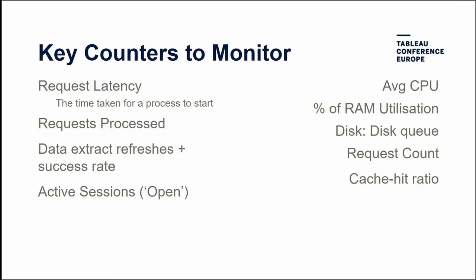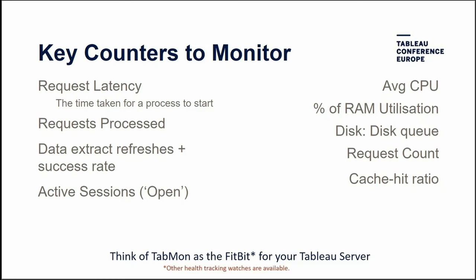So a user could go to a Tableau server dashboard, click on something, and they have an open VizQL session, but they then may swap browsers and start looking at Facebook and whatever, Twitter or Instagram. But their VizQL session hasn't ended yet. It's still open. So it's not quite concurrency, just the number of open VizQL sessions. You can also look at overall machine counters as well as cache hit ratios. You can almost think of Tabmon as the Fitbit for your Tableau server, but other health tracking watches are available.